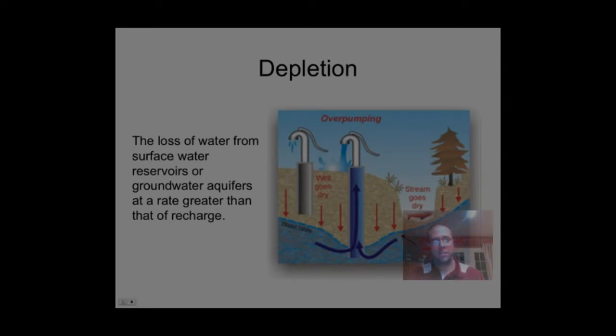Depletion. It says the loss of water from surface water reservoirs at a rate greater than that of recharge. So our output, what we're taking out, is greater than the input. Discharge is greater than recharge. Okay, and we can see that we have overpumped these wells. Our poor fish is now dead, or on the ropes perhaps, and we have depleted our aquifer. We've even dried up this well right here.